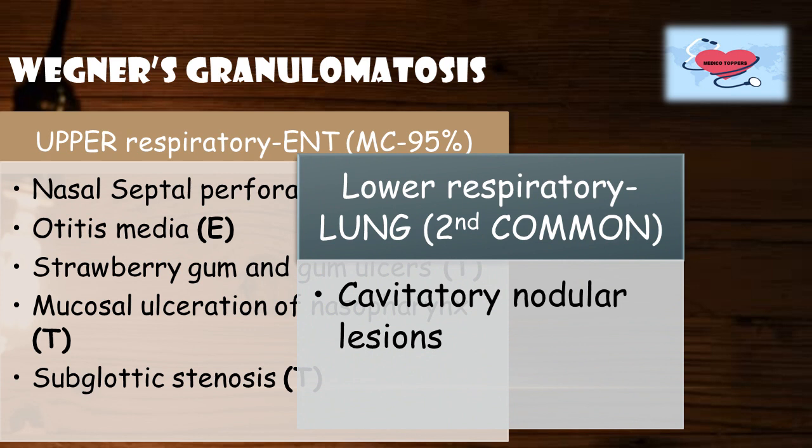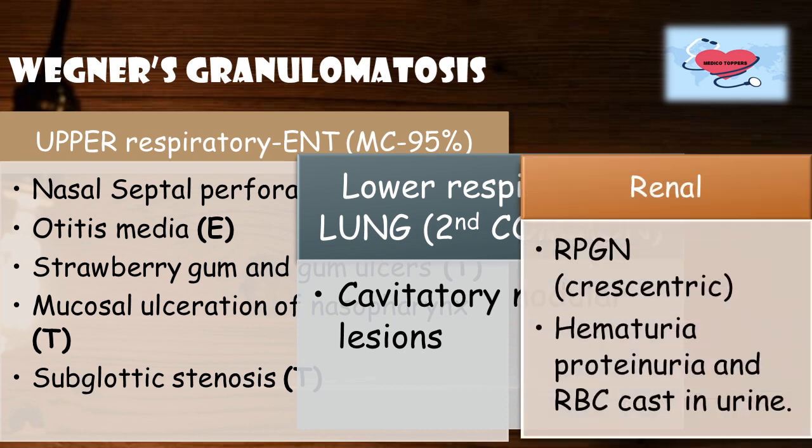Then in case of lower respiratory, that is lung involvement, it is second most common, and in case of Wegener granulomatosis, it will be cavitatory nodular lesions. And in case of renal, there will be RPGN, that is rapidly progressive glomerulonephritis, also called crescentic glomerulonephritis. And there will be hematuria, proteinuria and RBC cast in urine. So the most important MCQ from this point is that it will involve the upper respiratory tract more commonly, okay.